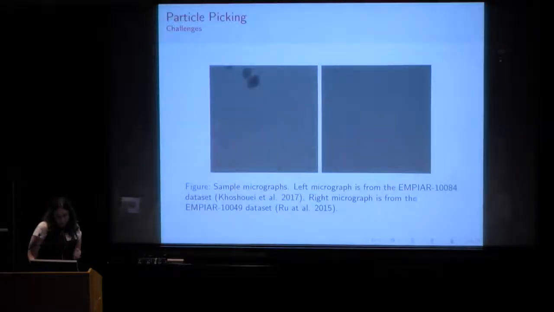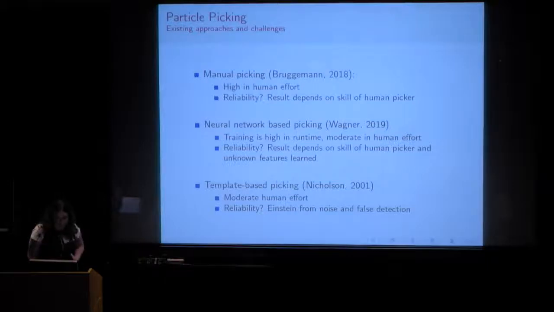The problem is that in most micrographs you can't really see anything, so good luck trying to pick that. Some existing approaches: first, there was manual picking. I guess that was the first attempt. So it's just a person sitting in front of thousands of micrographs and choosing one particle at a time, which is pretty tedious, and it depends on the picker. If he picks the wrong stuff, you're going to get very bad reconstructions.